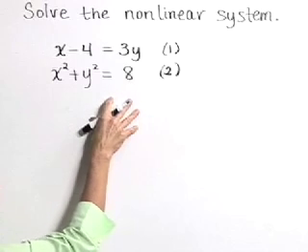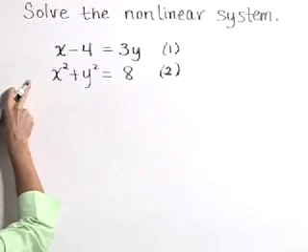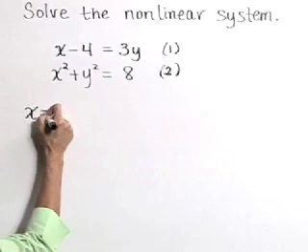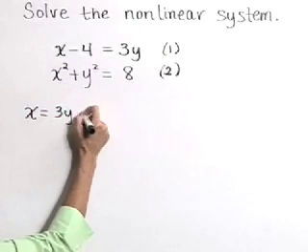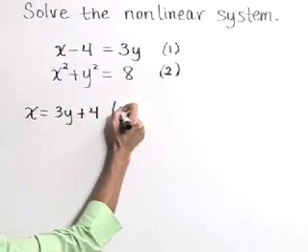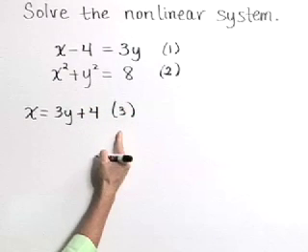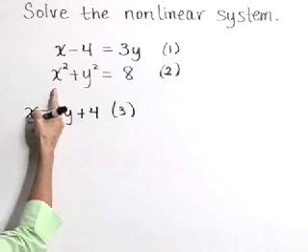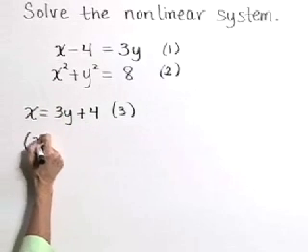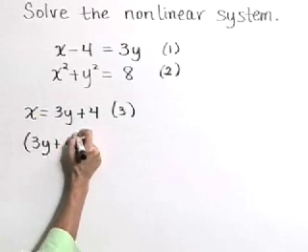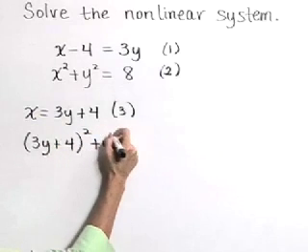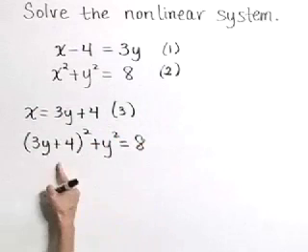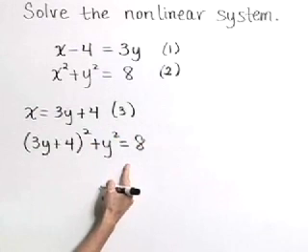Let's see. Let's take equation 1 and solve it for x, giving x is equal to 3y plus 4. And I'm going to call that equation 3. Now let's substitute this value for x into equation 2, so that we have (3y plus 4) quantity squared plus y squared is equal to 8. Now let's solve this equation for y.